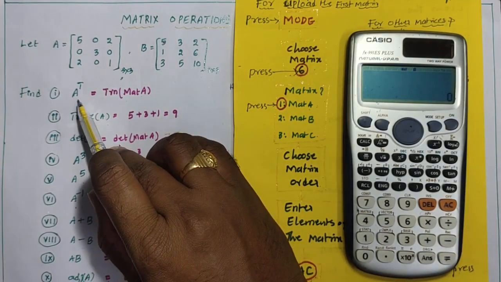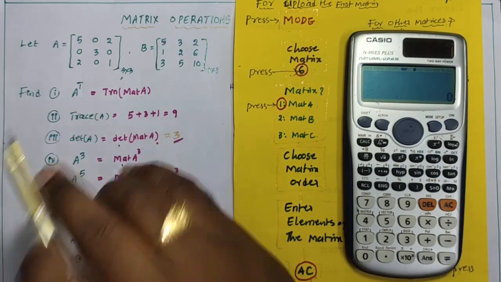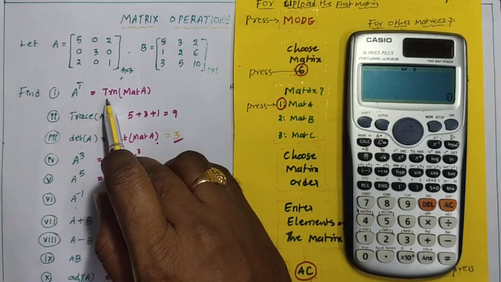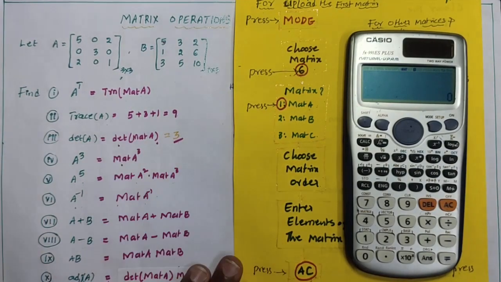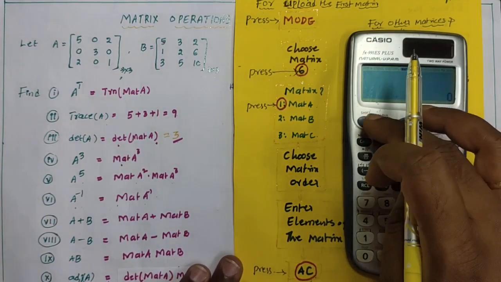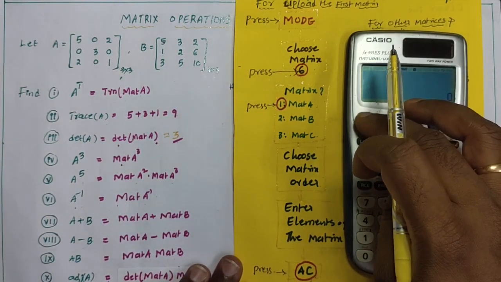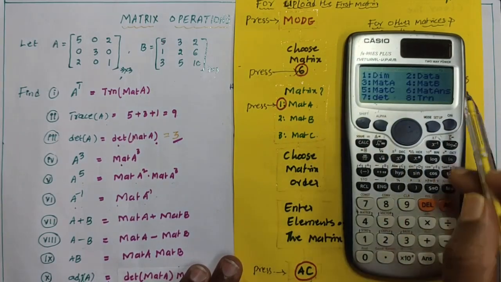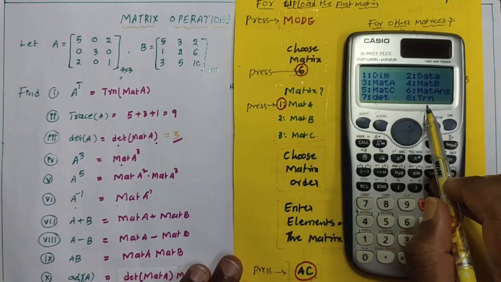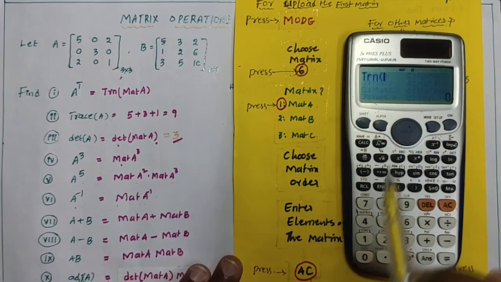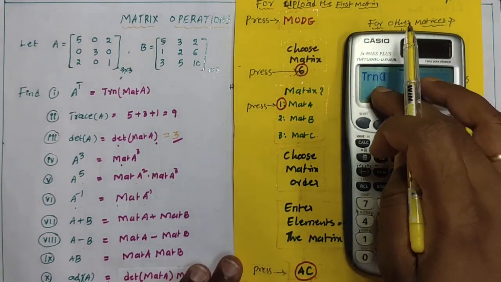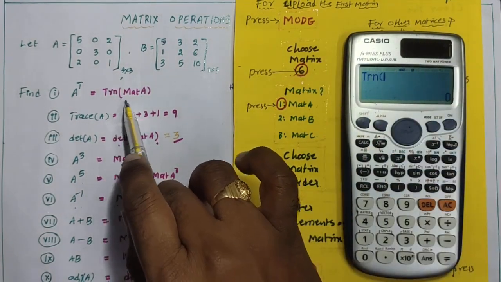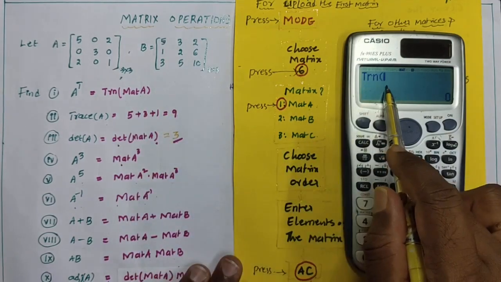Now I want to find the transpose of the given matrix. The syntax for A transpose is Trn of Mat A. So I am going to the matrix operation by pressing Shift and button number 4. Transpose is the 8th one, so I am pressing the 8. On the screen we got the Trn of Mat A.